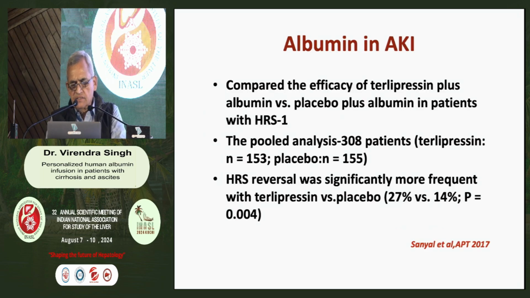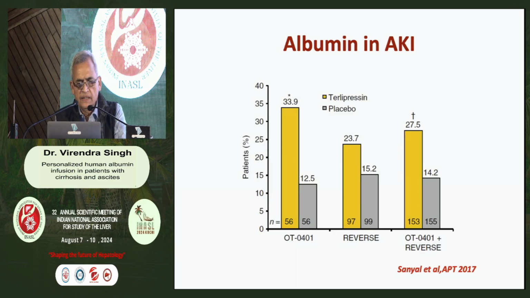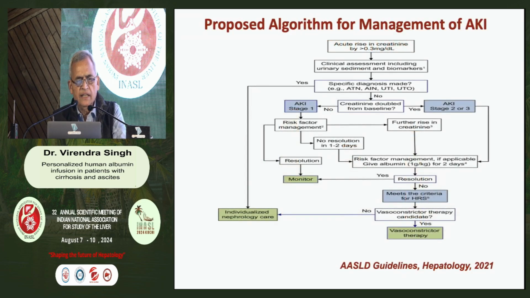In another study by Sanyal, he compared the efficacy of the terlipressin plus albumin versus the placebo plus albumin in patients with the HRS1, and the pooled analysis showed that the HRS reversal was significantly more frequent with the terlipressin versus the placebo. This is shown here, and then this is the proposed algorithm for the management of AKI. If it is AKI stage 1, we don't give the vasopressors and albumin. When it is AKI stage 2 or 3, the protocol is give them the albumin along with the terlipressin.